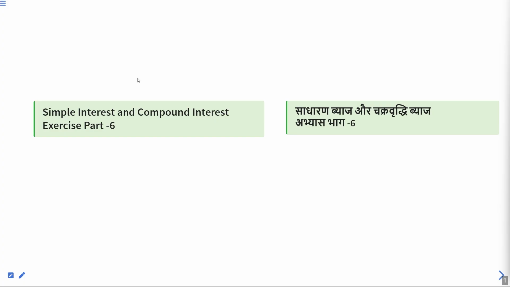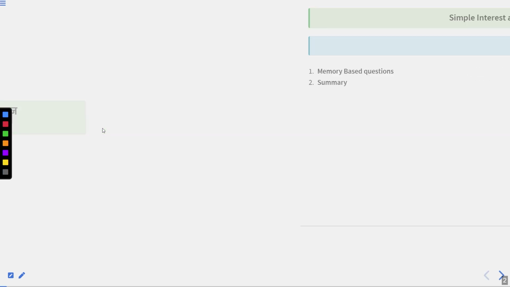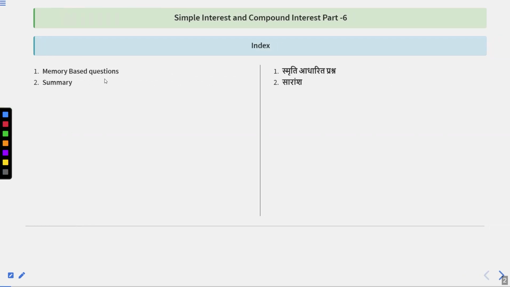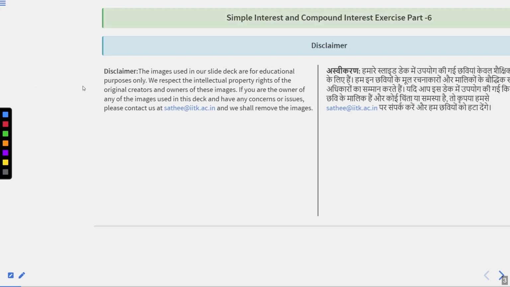Hello students, in today's class we are going to discuss simple interest and compound interest, exercise part 6. Now our index is memory based questions which are asked in banking exams, and then we will summarize our today's lecture.